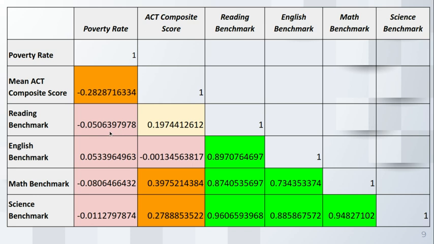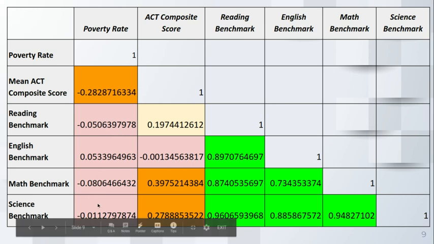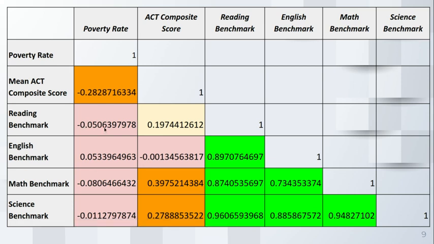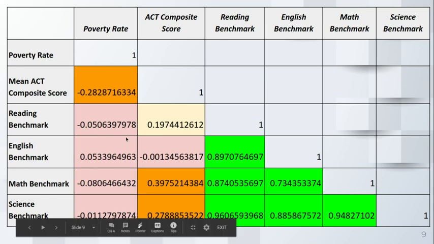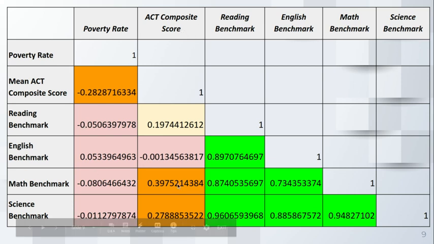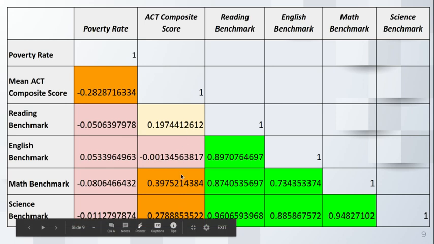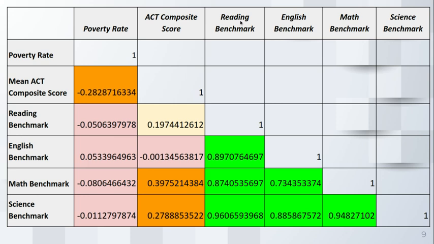And then here you can see there's very weak relationship between poverty rate and reading, English, math, and science. There's some surprising information there, I think. I was really surprised by those numbers. I'm going to jump past the ACT composite because that relationship should be fairly obvious. But then we get into some other ones where, and I'm sorry, I color-coded this based on strength.